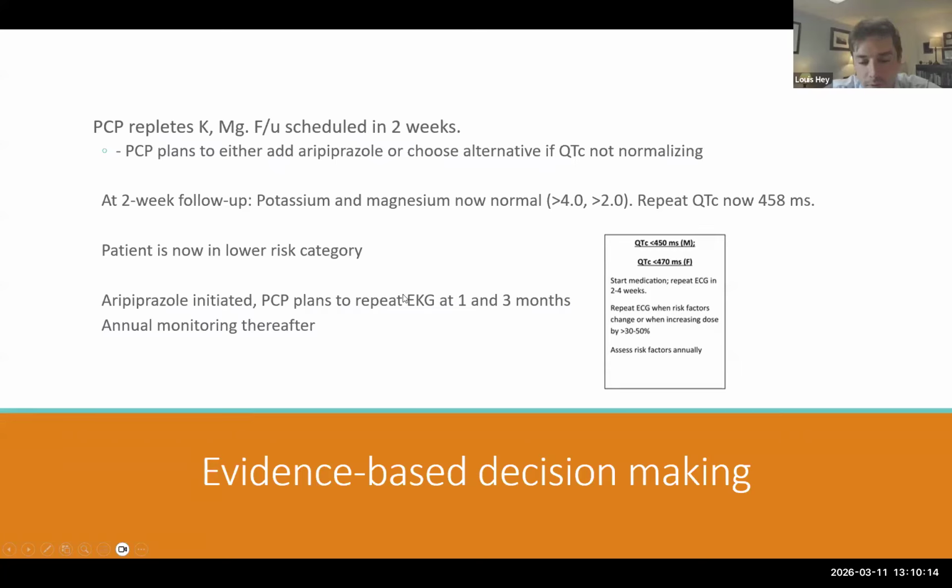What if I'm worried about the QTC? I'm going to get an EKG. Okay, now the QTC is this, and I don't really know what to do with it. So I found this algorithm very helpful and reassuring.